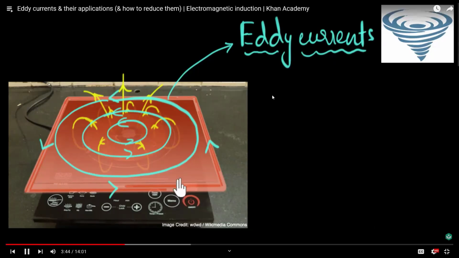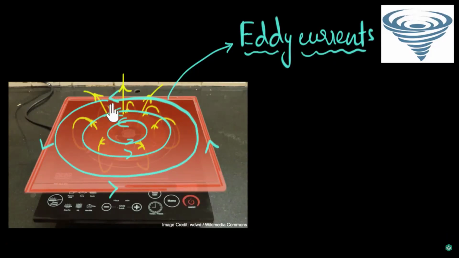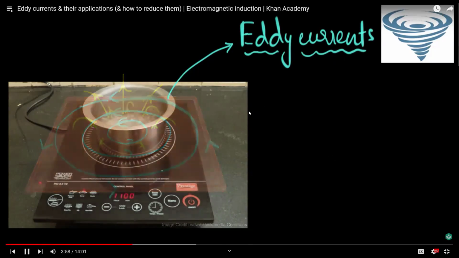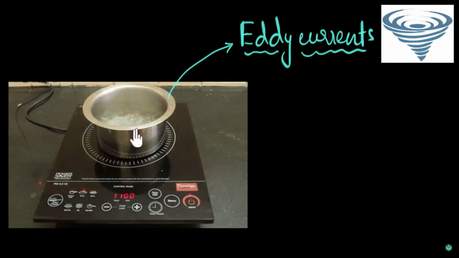But how does that produce any heat? Well, of course, current produces heat. We've learned that before. When current flows through a wire, the wire heats up. Now there is current everywhere on the surface of the conductor, which means this whole metallic plate heats up. So if we go back to our vessel of water, due to the fluctuating magnetic fields, eddy currents are set up on the base of this vessel. And that's how the vessel gets heated up directly, and then that heat is transferred to the water, making it boil.